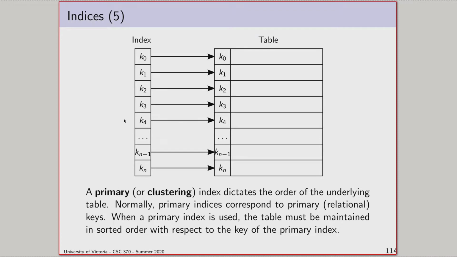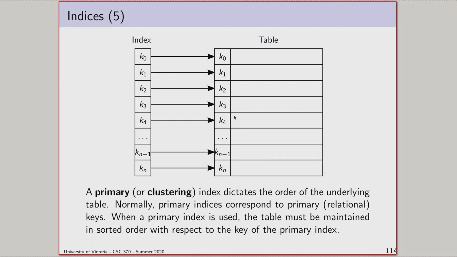So an index is called a primary index or a clustering index, and as you may know, I'm a big fan of descriptive names. Why should we call it a primary? Let's call it a clustering index to describe what it is, as opposed to where it fits in the hierarchy. A clustering index dictates the order of the underlying table. So when you have a clustering index, you still have an index structure, but the table is required to be sorted by that index. In other words, if you have two keys and K1 is less than K4, K1 has to appear before K4 in the actual representation of the table on disk.